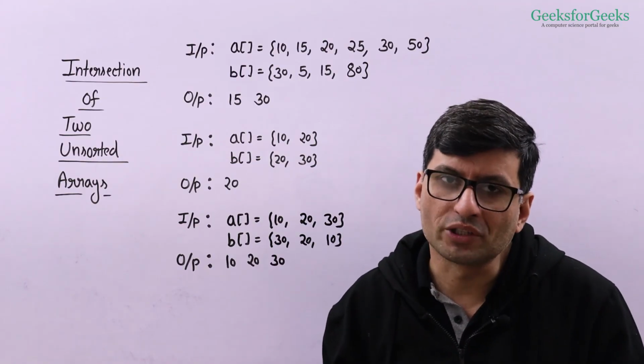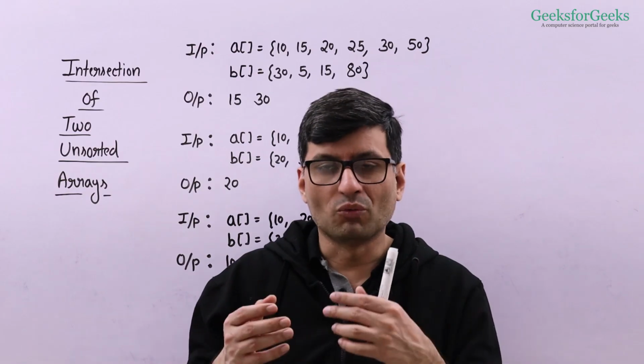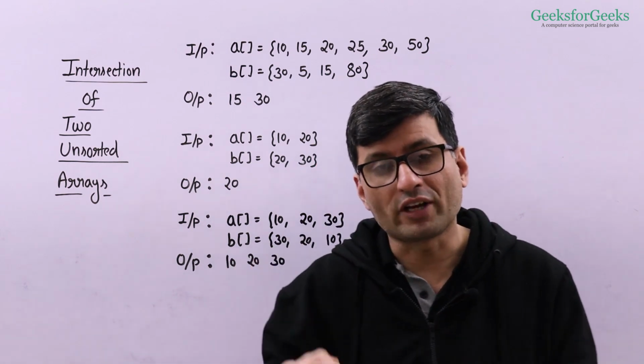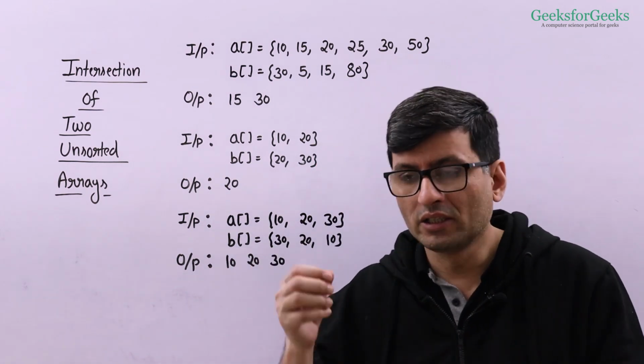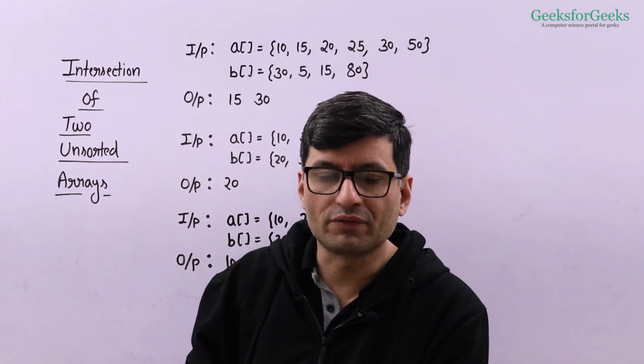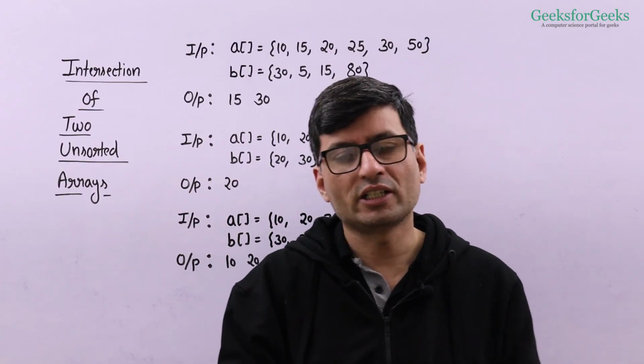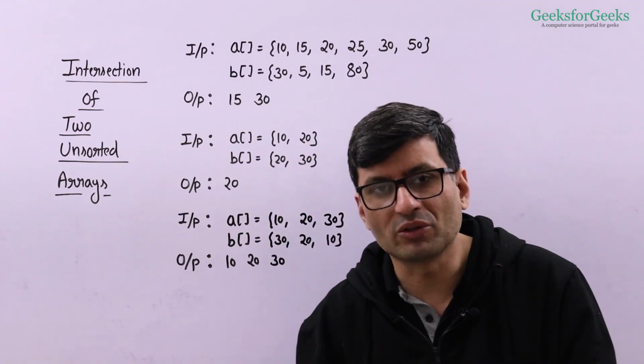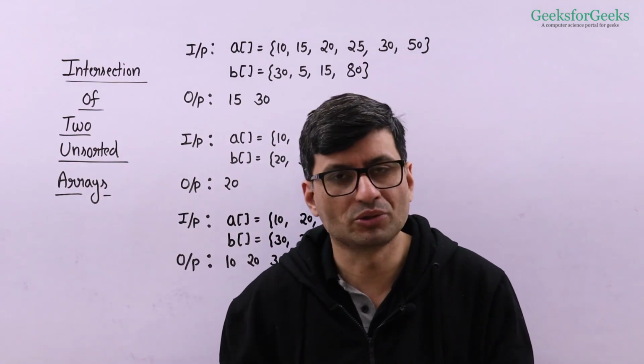A naive solution to solve this problem would be to simply traverse through the first array elements, and for every element of the first array, search it in the second array. If it is also present in the second array, then print it, right? That's what the naive solution is. So please pause this video and write the code for the naive solution first.